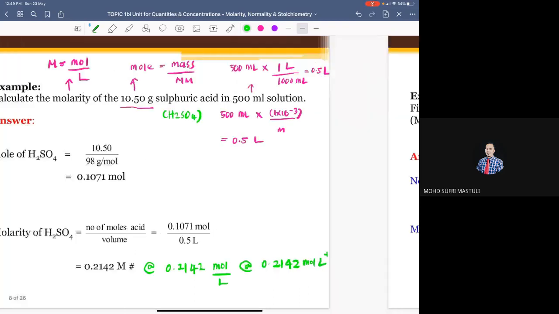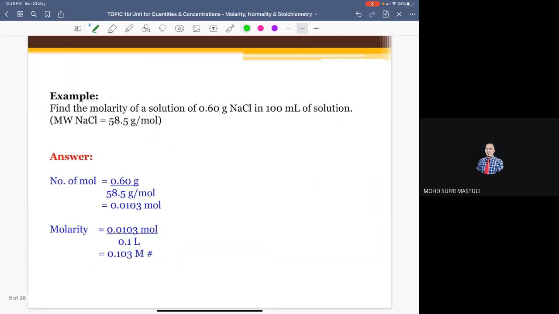All right. Okay, this is another example. Find the molarity of a solution of 0.6 grams of sodium chloride in 100 ml of solution. The molecular mass of sodium chloride is given again. If you get it in the equation, you have to take note. Find the molarity.